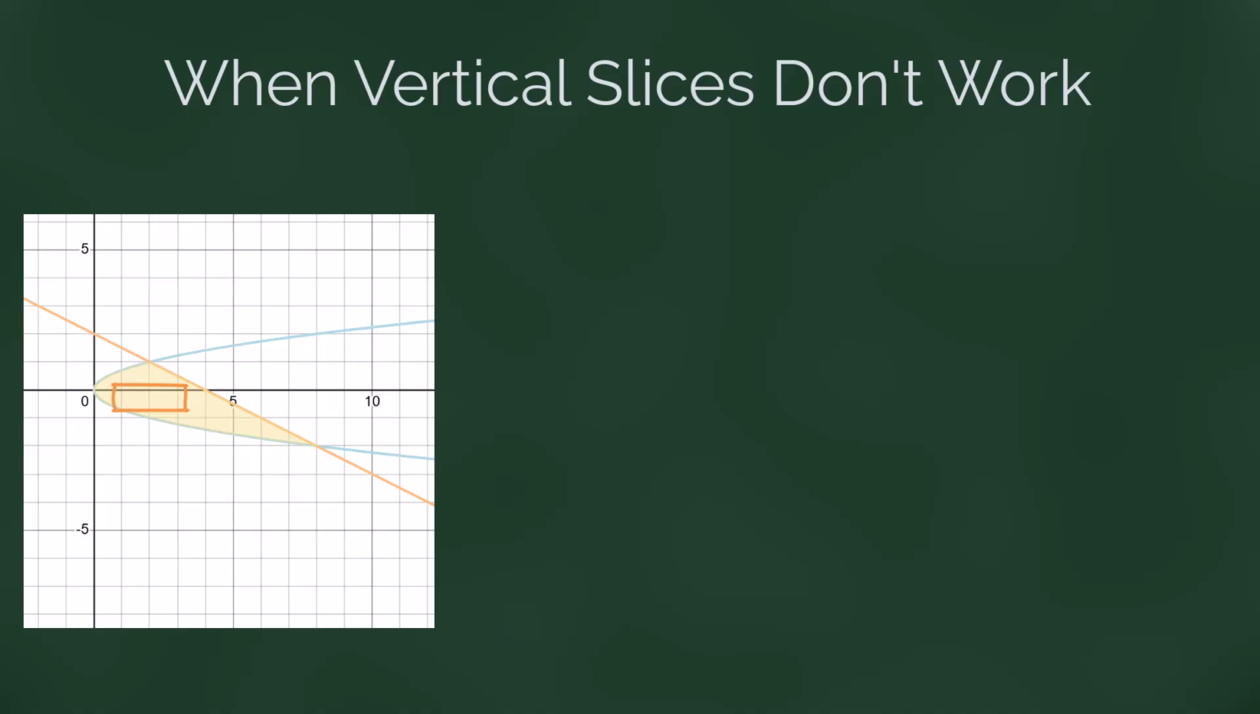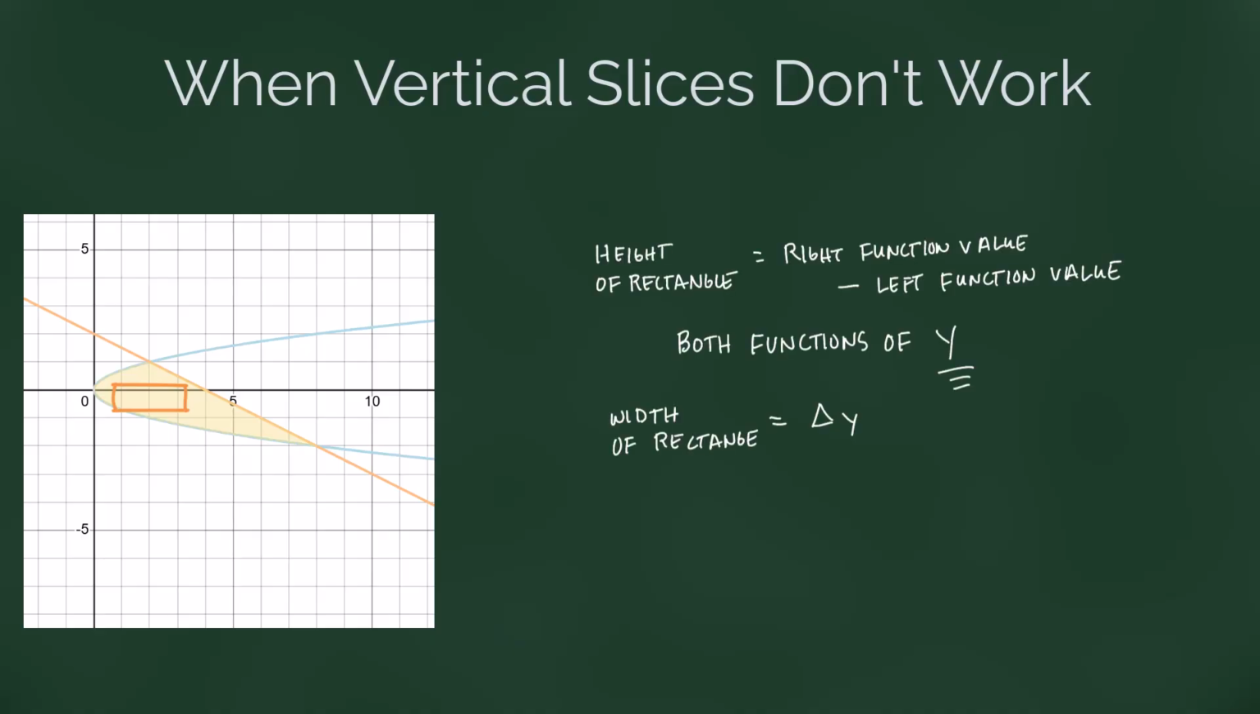Notice here that the height of this rectangle is going to be given by the right function value minus the left function value. Both of these are functions of y instead of x, and the width of that rectangle is going to be given by delta y. Our region will be bounded by two values, a and b, where a represents the lower limit and b represents the upper limit.